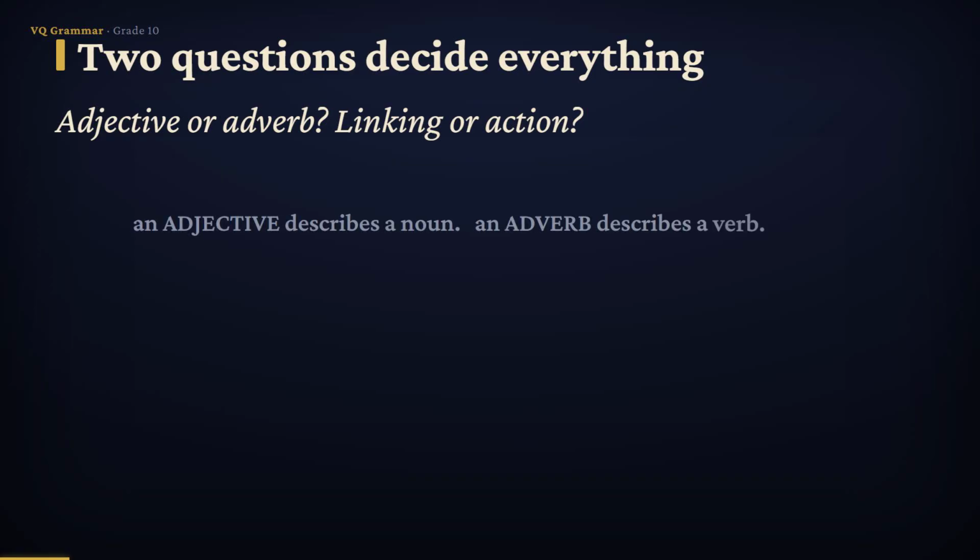An adjective describes a noun or a pronoun. An adverb describes a verb, and usually it tells how. That is the first question. The second question is about the verb itself.